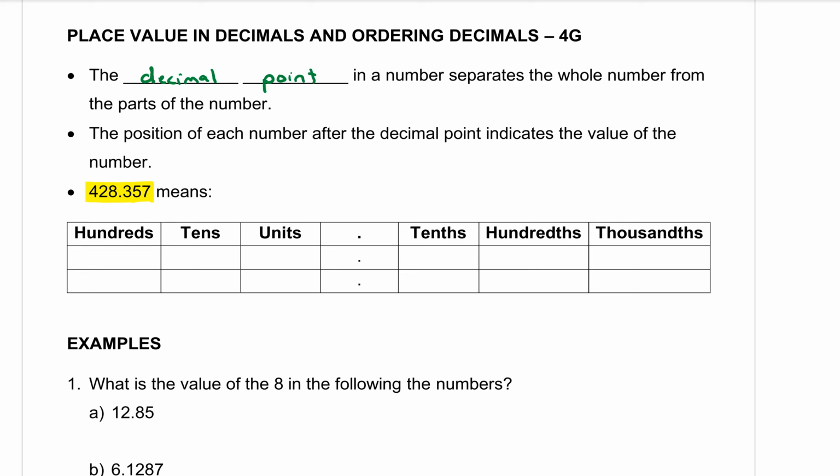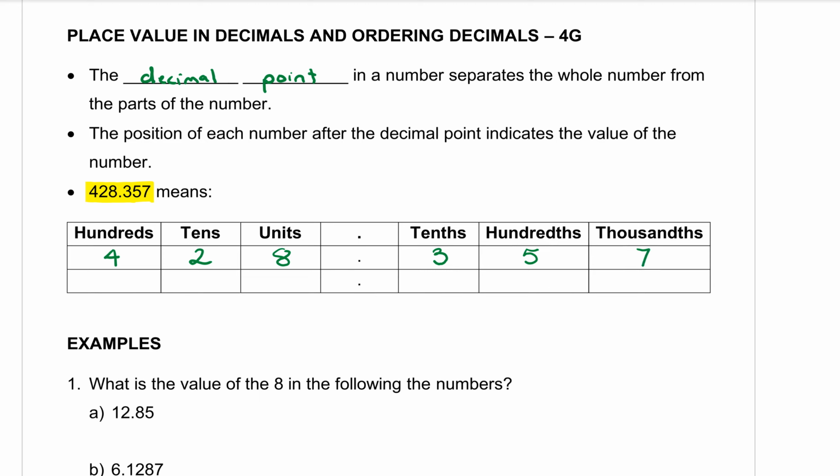In the hundreds position is the 4, it's 400. In the tens position, we have the 2. In the units position, we have the 8. After the decimal place, the first number after that we call the tenths, so that's the 3. The second number after decimal place is what we call hundredths, which is the 5. And the third decimal place we call the thousandths, which is the 7.